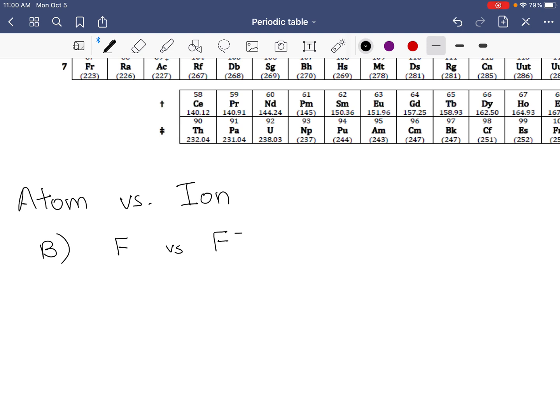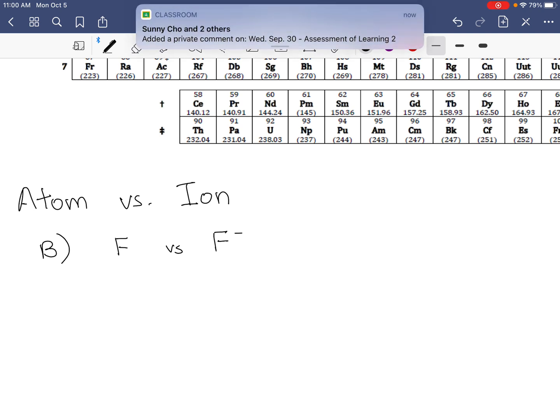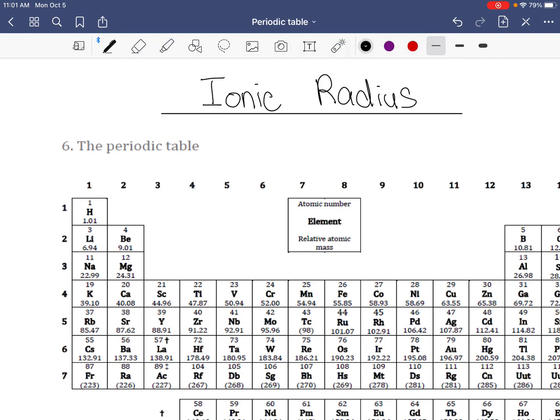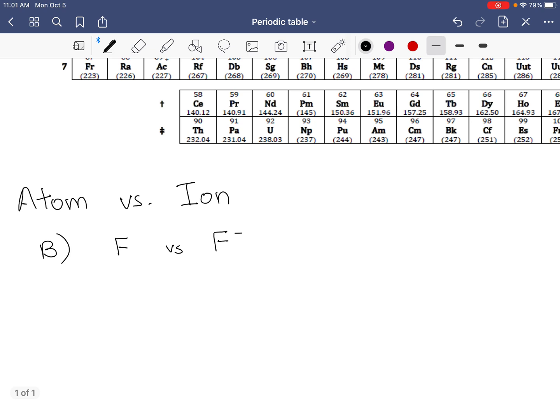Now notice that I did not write F plus. F plus is pretty much impossible. If you look at fluorine, you'll know exactly why. F minus is the way to go. So let's take a look at fluorine. Fluorine has 9 protons, and respectively it should have 9 electrons: 2 on the first shell and 7 on the second shell.